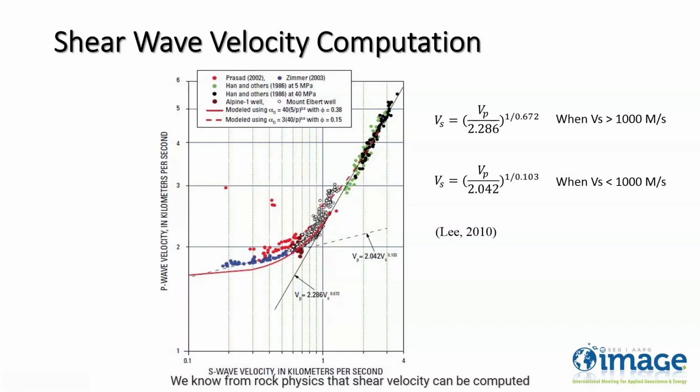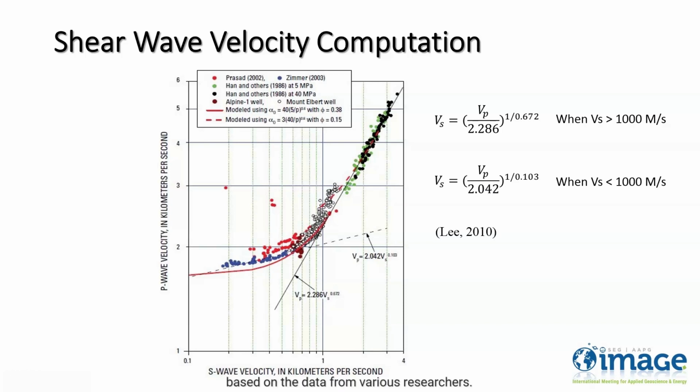We know from rock physics that shear velocity can be computed from compressional velocity using Castagna's equations. However, these equations are not valid for near-surface unconsolidated rocks where the velocities are much lower. If the compressional velocity is lower than 1360 meters per second, the Castagna equation gives a negative shear wave velocity. For near-surface unconsolidated rocks, a number of researchers have presented empirical relations between compressional and shear velocities.